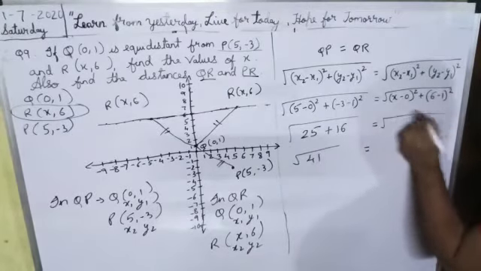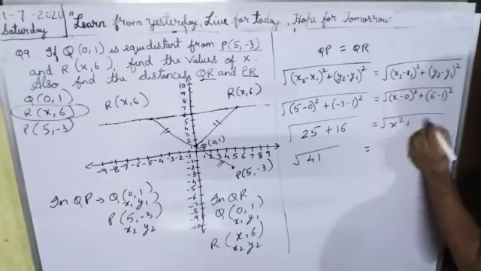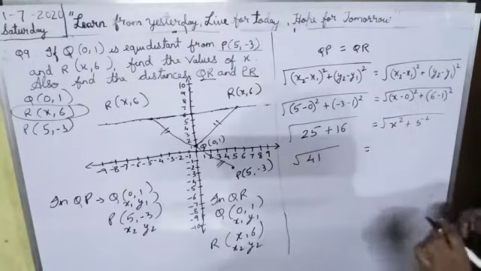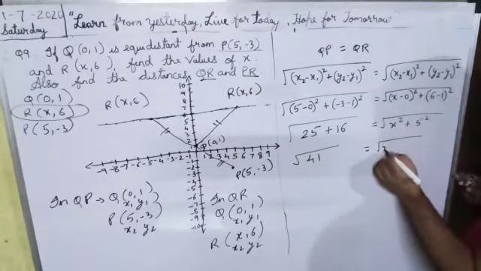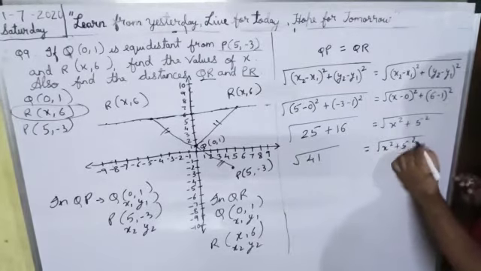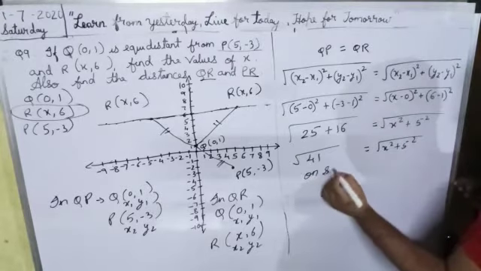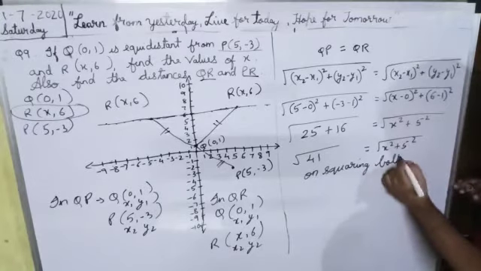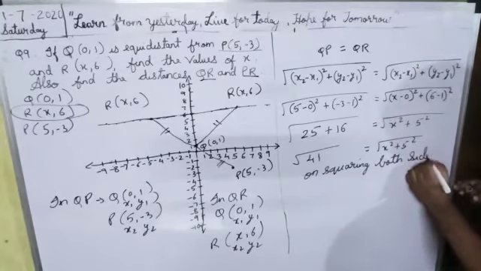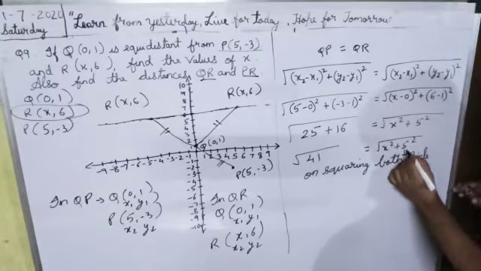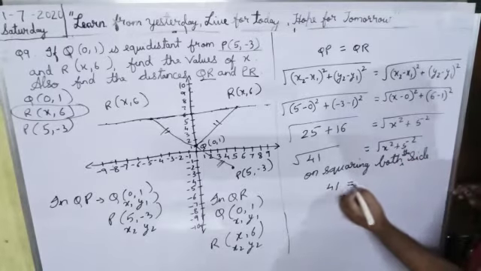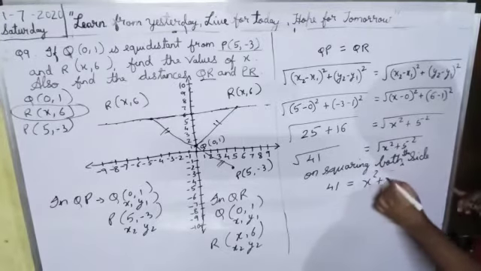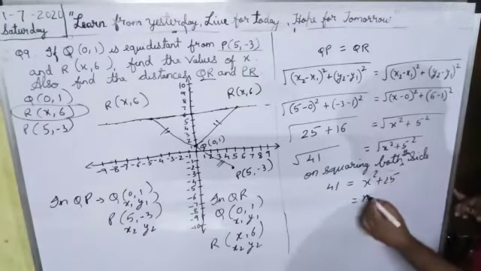So it will be x square plus 5 square. Okay, so we will get like this only. Now squaring both the sides. So what we will get on squaring both the sides? 41 equals x square plus 25, the square root will be cancelled. So x square equals how much?